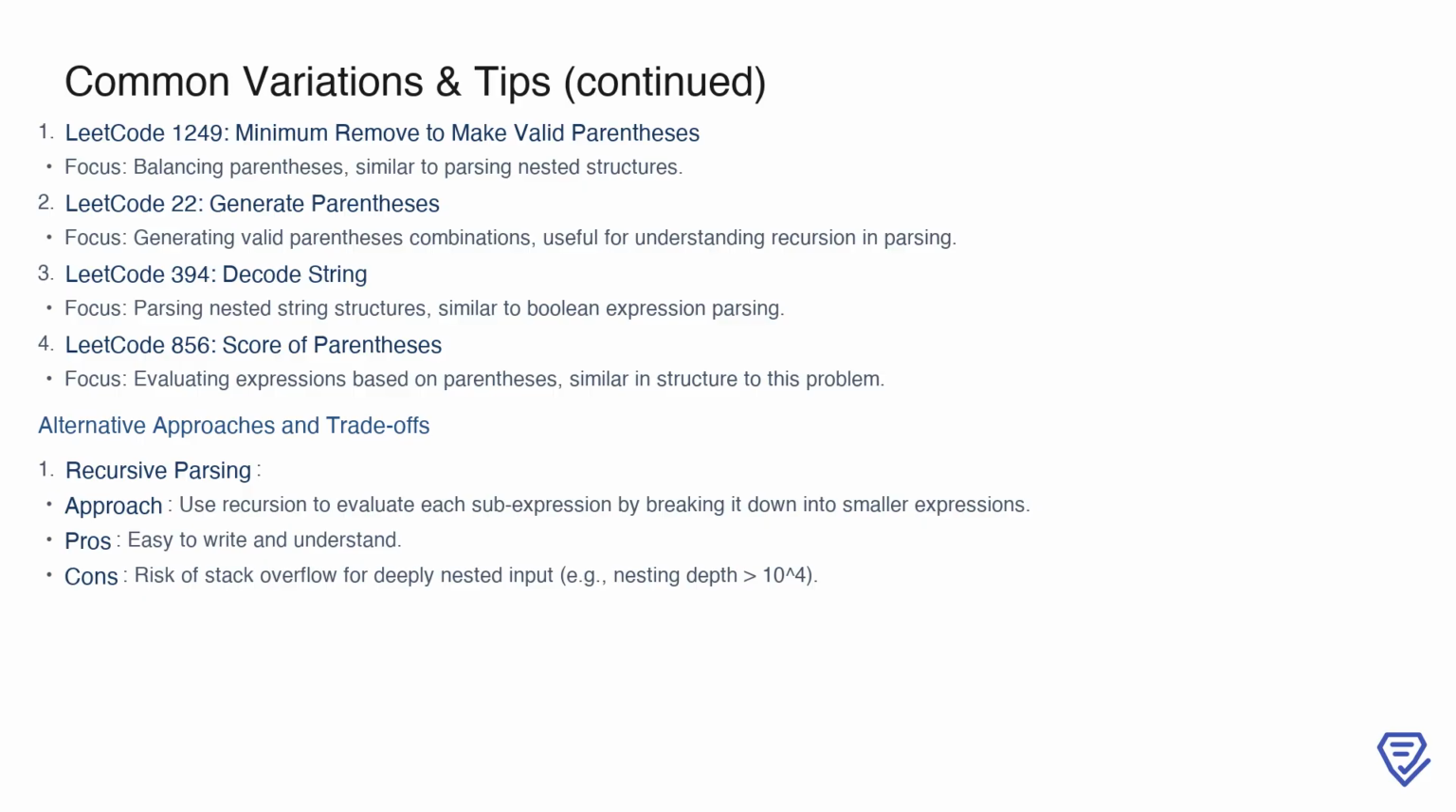Additionally, there are alternative approaches to consider. Recursive parsing is one option where you evaluate each sub-expression by breaking it down into smaller parts. The advantage of this approach is that it's relatively easy to write and understand. However, it comes with the risk of stack overflow for deeply nested inputs, especially when the nesting depth exceeds 10 to the power of 4.